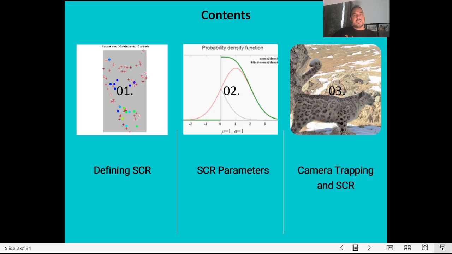Generally, a null model gives quite a reliable estimation in spatial capture-recapture. We will go into this detail. I will explain why. So we can start with our presentation.